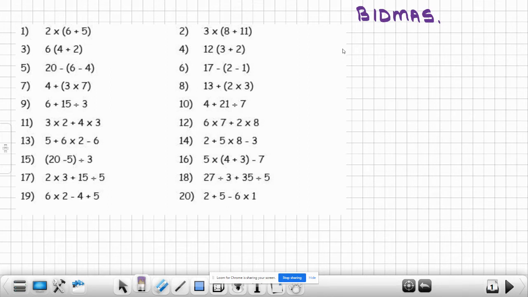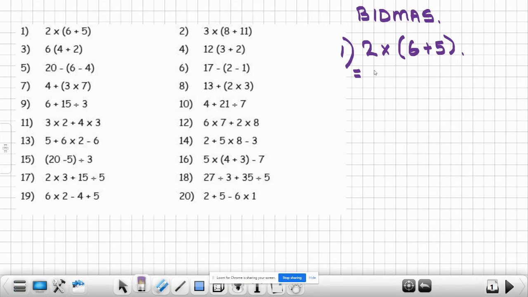So if I look at question 1, 2 times (6 plus 5), but the 6 plus 5 are in brackets, so I'm dealing with those first. Actually, I'm going to write the problem out, 2 times (6 plus 5). And as I'm working through this, I'm going to just deal with one part at a time. And this is really good practice. So you just get used to, as calculations get more complicated, breaking it down step by step.